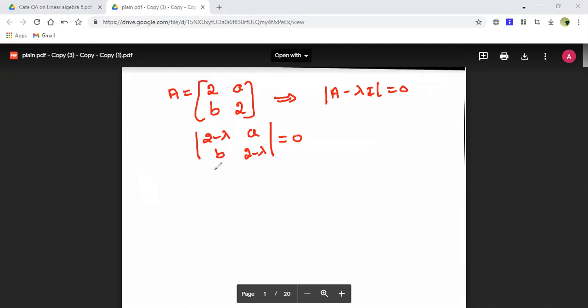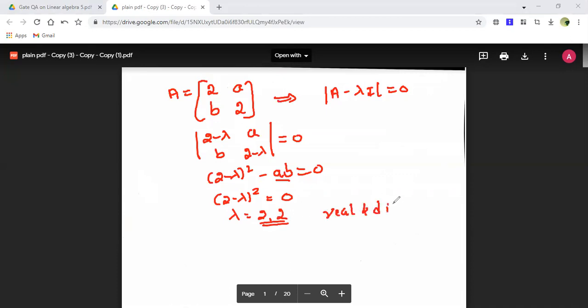So this quadratic equation is just (2 minus lambda) the whole square minus ab equal to 0. Clearly, suppose ab is 0, then the equation becomes (2 minus lambda) square equal to 0, where lambda will be equal to 2 and 2, which are the same eigenvalues. But as per our question, they are real and distinct. That means this is not allowed. This particular ab equal to 0 cannot be an option.